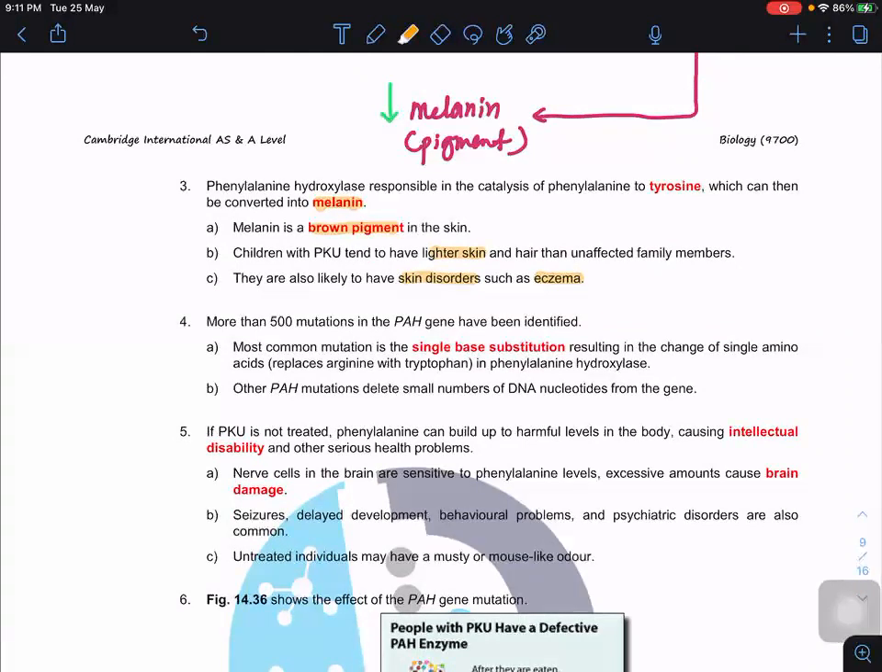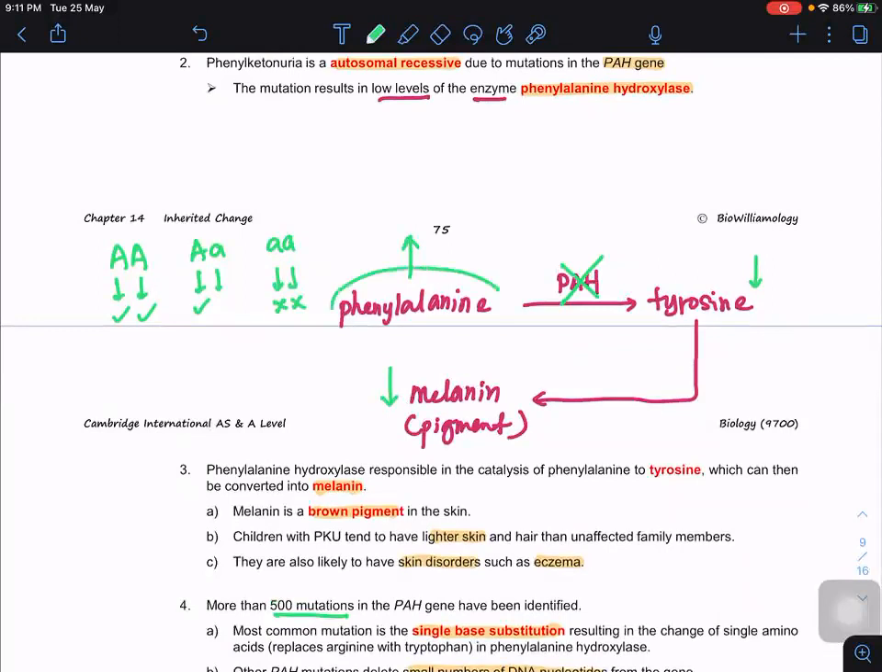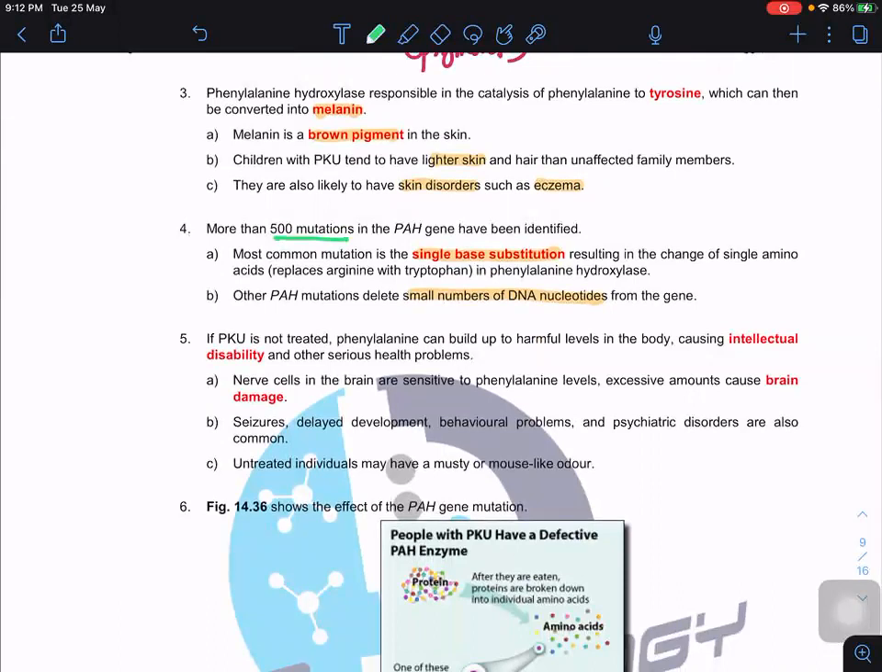So the most common one, again, is a single base substitution. Other PAH mutations delete a small number of DNA nucleotides from the gene, but the most common one is a single base substitution. We do know that more than 500 mutations have been identified. But phenylalanine accumulation is not a good thing, because our brain nerve cells are sensitive to the buildup of phenylalanine. When phenylalanine builds up to a harmful level in the body, it can cause intellectual disability.